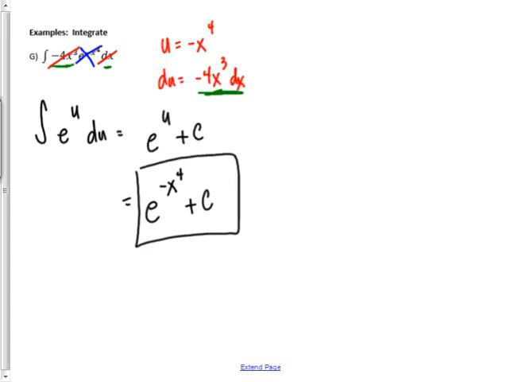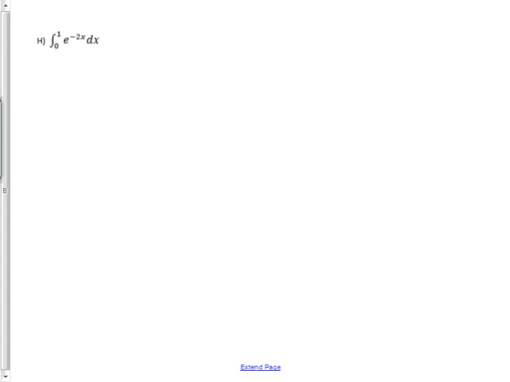All right, let's do another one. Here's a definite integral. But again, whenever I see the e and it doesn't have a plain old x as an exponent, I'm going to try u substitution. So I'm going to let u be negative 2x, so du would be negative 2 dx.